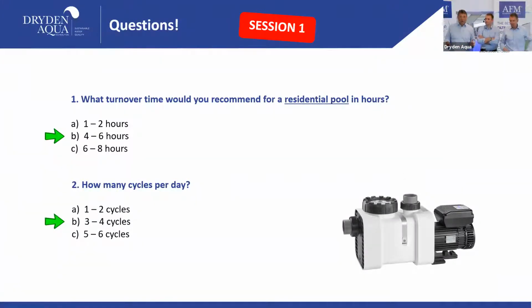5 to 6 is not wrong. 1 to 2 is a little bit too small. So in a real case scenario, with cost efficiency, 3 to 4 is really okay.